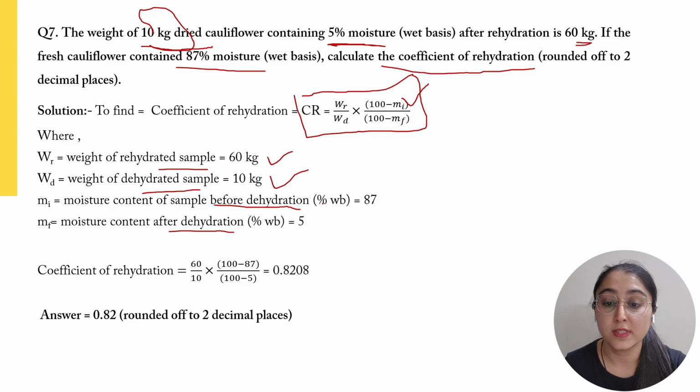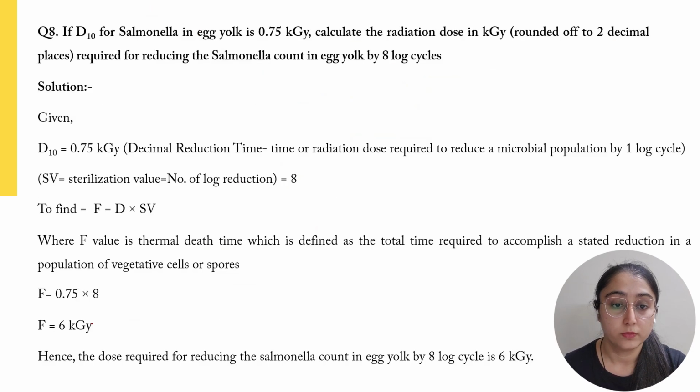Then the moisture content of the sample before dehydration, we are given that the fresh cauliflower had a moisture content of 87%, and after dehydration the moisture content becomes 5%. So putting these values into this equation and solving, we get 0.82. We have to calculate till 2 decimal places, so the correct answer to this question becomes 0.82.